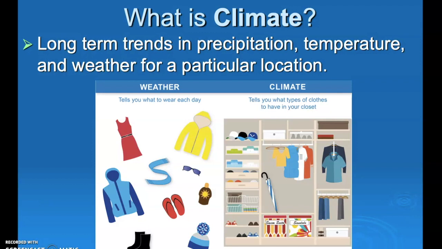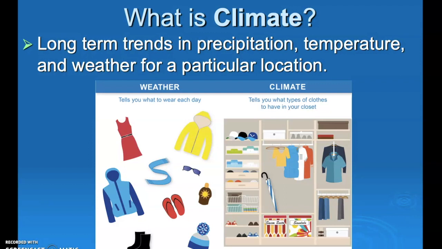So, when we think about climate, a really good way to understand what it is would be that climate tells you what types of clothes you have in your closet. So, if we think about the Northeast region of the United States and the types of clothes that we would have in our closet for this climate, you would have cold weather clothes, warm weather clothes. You would have things to protect you during snow, and also pieces of clothing to keep you dry because of all the rain that we get.